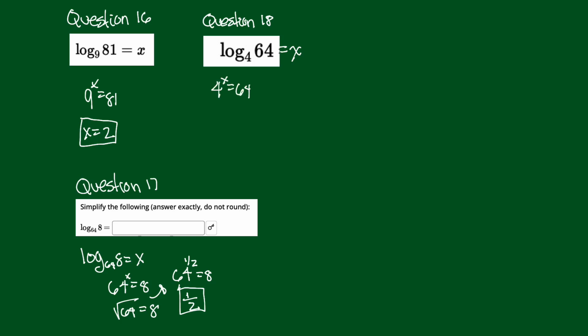Now, what power did you raise 4 to get 64? It's not 1. It's not 2. 2 squared is 16. It's not, is it 3? It is 3. All right, so x is equal to 3. So then I would claim, now the answer is not x equals 3. This expression right here reduces to 3.